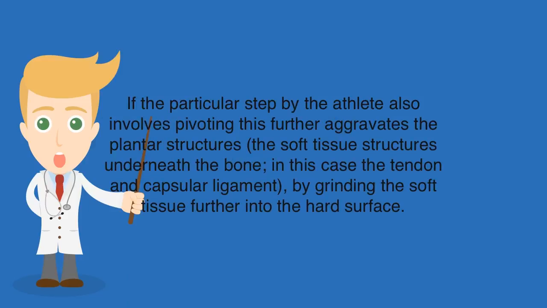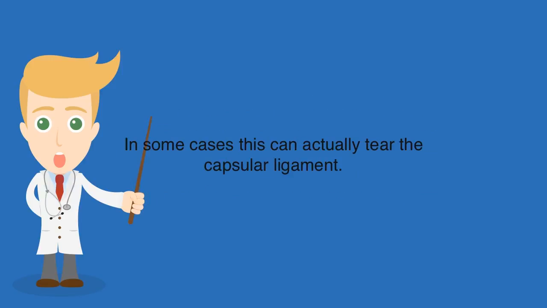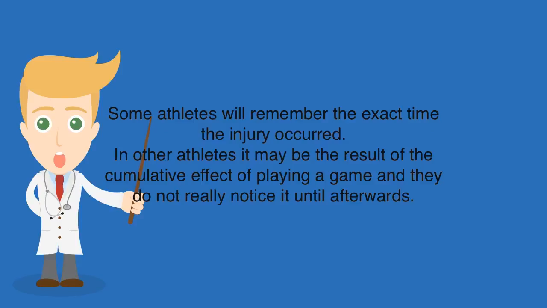If the particular step by the athlete also involves pivoting, this further aggravates the plantar structures, the soft tissue structures underneath the bone, in this case the tendon and capsular ligament, by grinding the soft tissue further into the hard surface. In some cases this can actually tear the capsular ligament. Some athletes will remember the exact time the injury occurred. In other athletes, it may be the result of the cumulative effect of playing a game and they do not really notice it until afterwards.